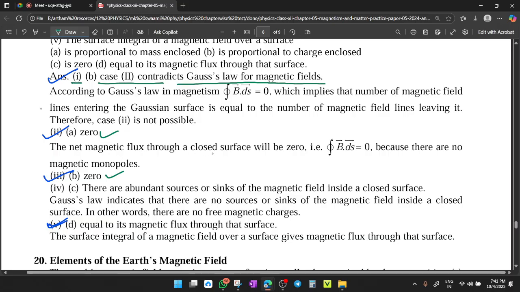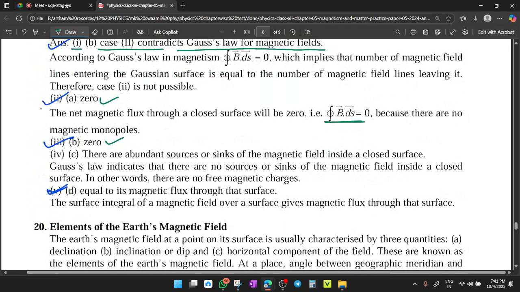See here, the net magnetic flux through a closed surface will be 0 as B dot ds equals 0, because there is no monopole. Yes, third, same answer, 0.